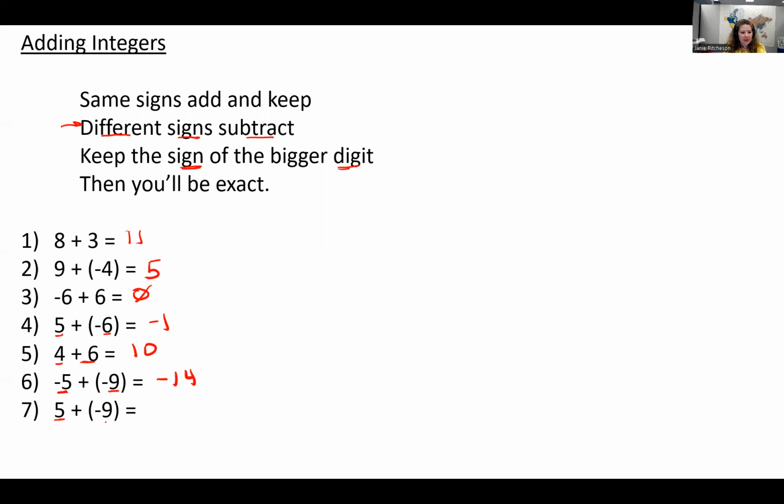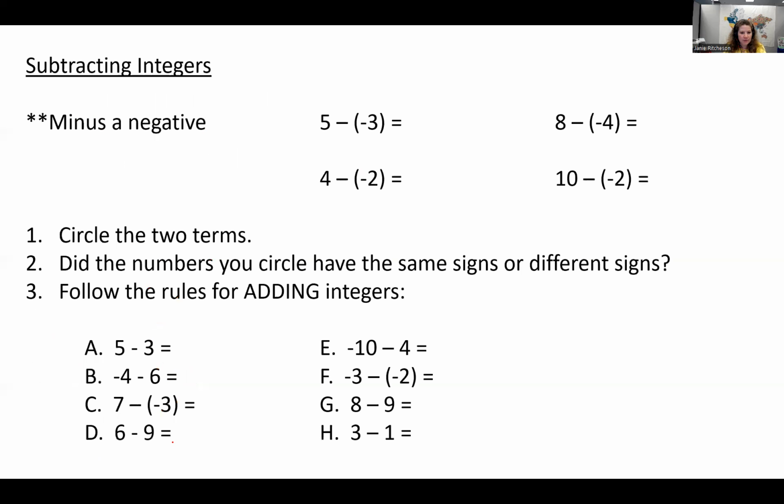Here we have a positive combined with a negative. There's more negatives than positives. We're going to subtract, different signs subtract, keep the sign of the bigger digit. Number 8, we have a negative combined with a positive, different signs subtract. There's more positive, so we keep that positive sign, and the answer is +2.